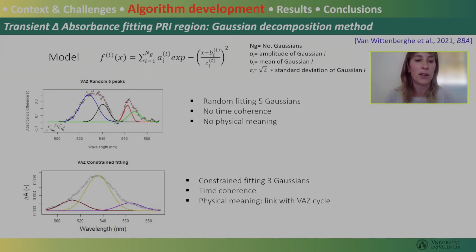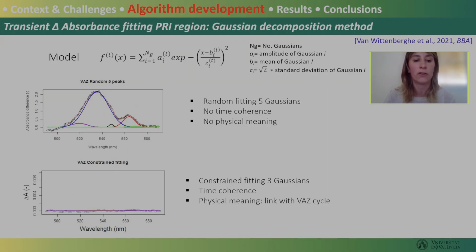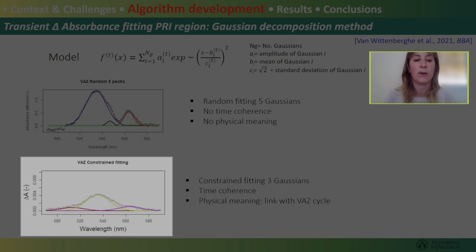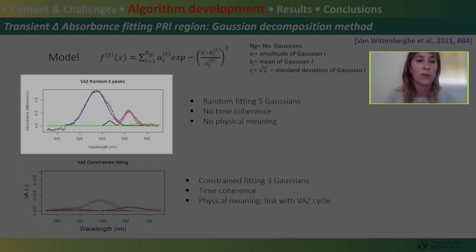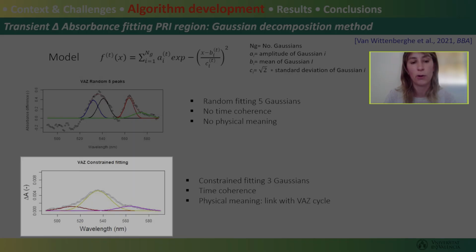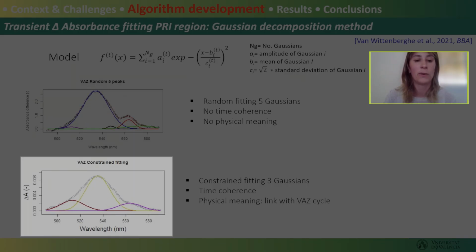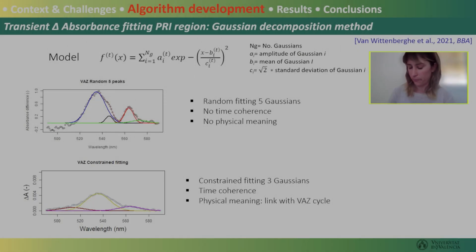So the easy part so far has been focusing on a Gaussian model to describe the peak that we see in the PRI. And we found that we need 3 Gaussians to be able to describe this properly. You see that in the upper part where you see a random fitting, while in the lower part we follow a more constrained fitting where we fix the mean and the width of the Gaussian, and we let the amplitude be the only parameter that can vary.